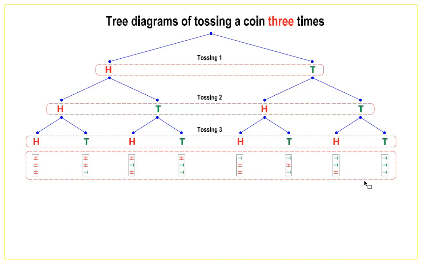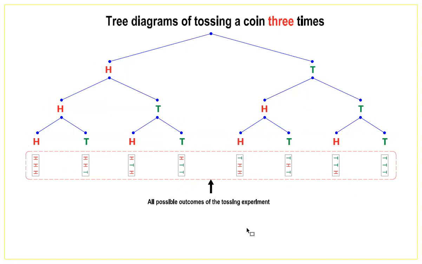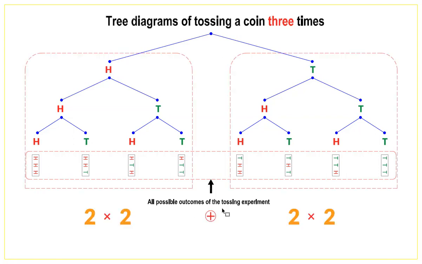And these are all possible outcomes of the tossing experiment for 3 consecutive times. So now we are going to know how many outcomes we have by dividing this tree into 2 subtrees. Each tree has 2 times 2, we add them together and we get 2 to the power of 3, which is the permutation formula.